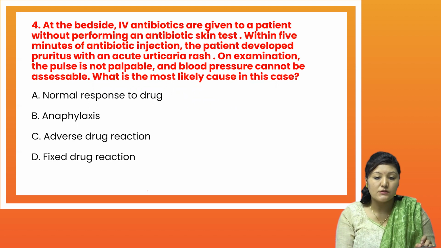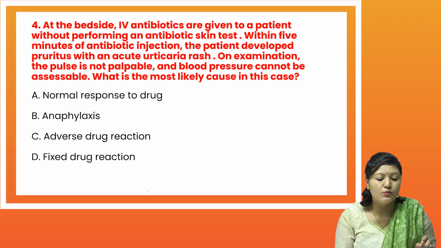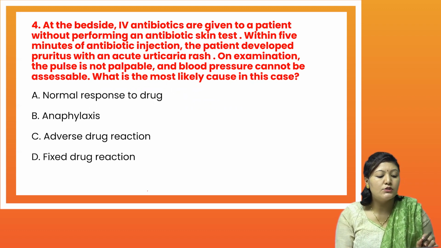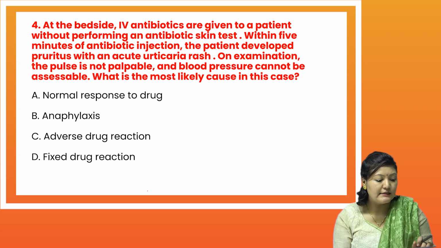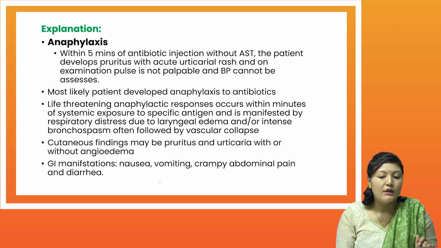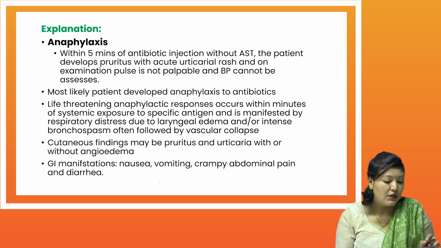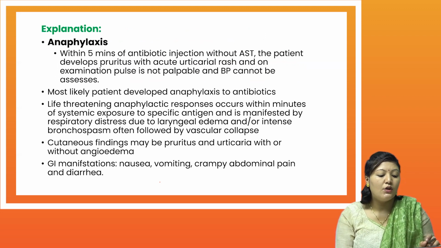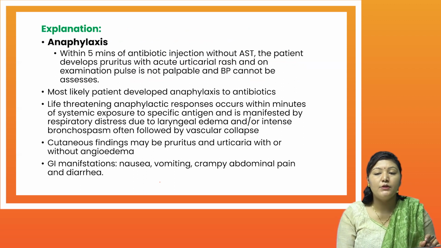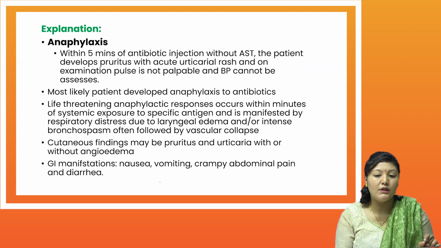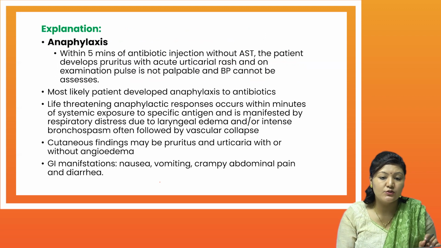So this is not a normal response. By giving antibiotic, not every patient develops pruritus and acute urticarial rash. So most likely option is B, that is anaphylaxis. Now explaining anaphylaxis, as the patient was given antibiotic, and within 5 minutes of antibiotic injection without antibiotic sensitivity testing, patient developed pruritus, that is itching, with acute urticarial rash, that is red wheals all over the body, and when pulse was examined, pulse was not palpable and BP was also not assessed. So patient developed anaphylaxis to an antibiotic.